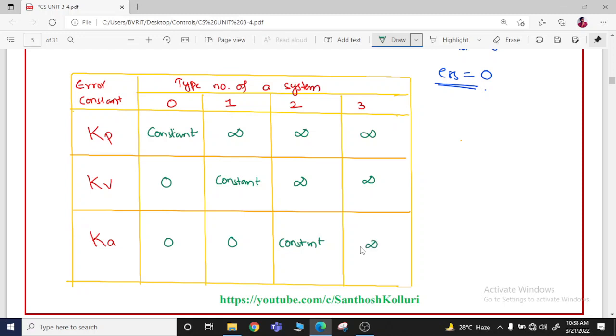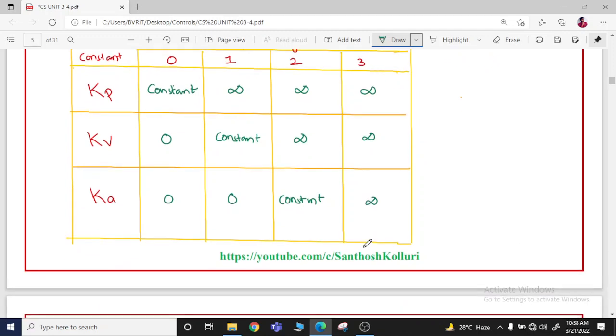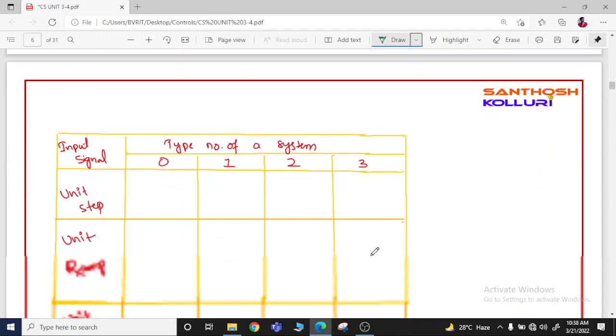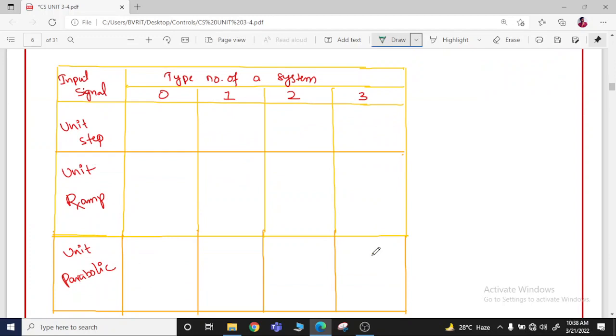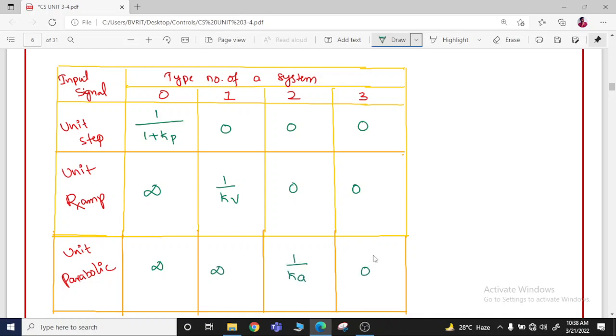These are the error constants versus the type number of a system, and the steady state error versus input signals is shown in this table. For the unit step this will be 1 by 1 plus Kp, which is constant, and all the above are zeros. For the unit ramp signal this will be infinity, then 1 by Kv, and all above will be zeros. For the parabolic it will be infinity and infinity, then 1 by Ka, and then 0.